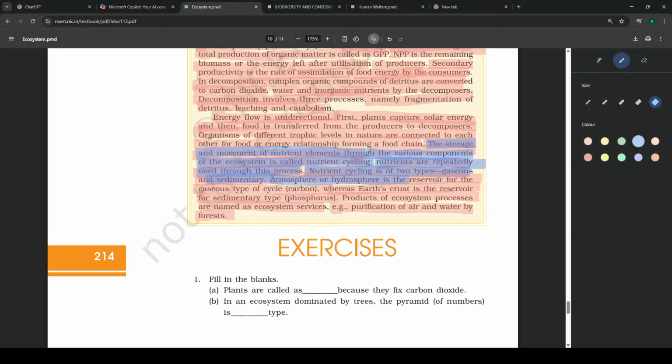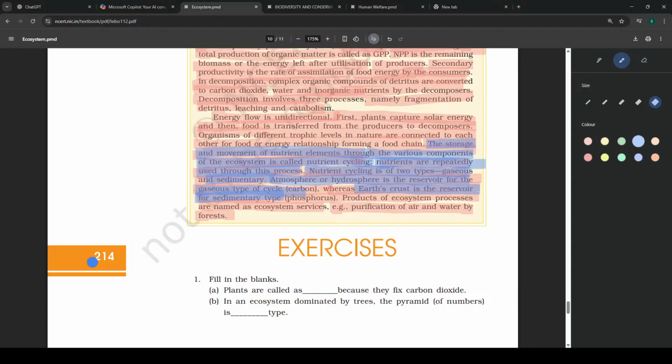Atmosphere or hydrosphere is the reservoir for the gaseous type of nutrient cycle, that is carbon as carbon dioxide, oxygen and so on. And Earth's crust is the reservoir for the sedimentary type, that is phosphorus, nitrogen, etc. And that is about nutrient cycling. The storage and movement of nutrient elements through the various components of the ecosystem is called nutrient cycling.